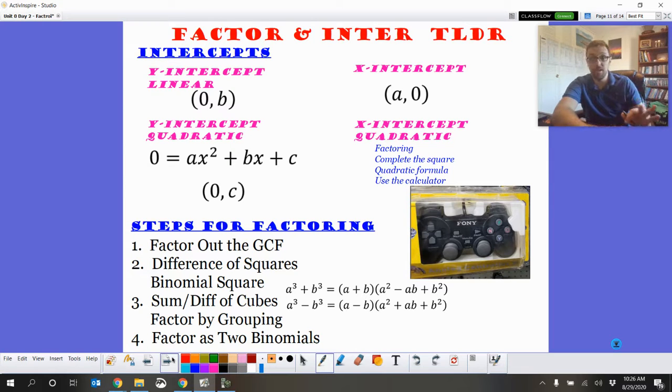Just remember TLDR, a bunch of things that we talked about is intercepts. Those solutions that we were coming up with, those were intercepts to all of those things. So I kept saying, well, what does x equal? Those solutions are intercepts. Zeros, solutions, all the same thing. Your steps for factoring are factor out your GCF, difference of squares, sum and difference of cubes, which we didn't see an example of, but they're pretty self-explanatory, and then just factor as two binomials.